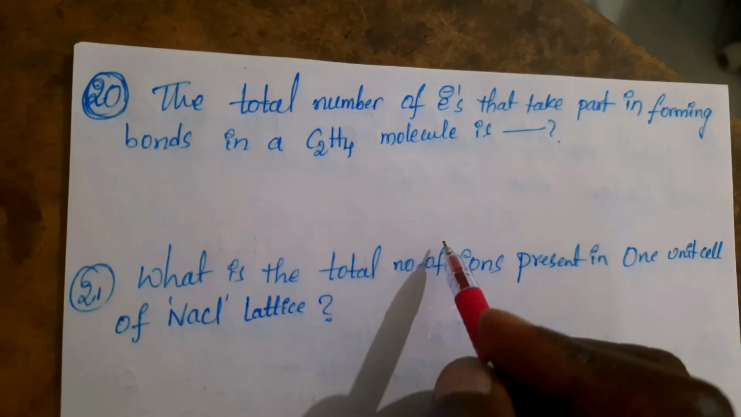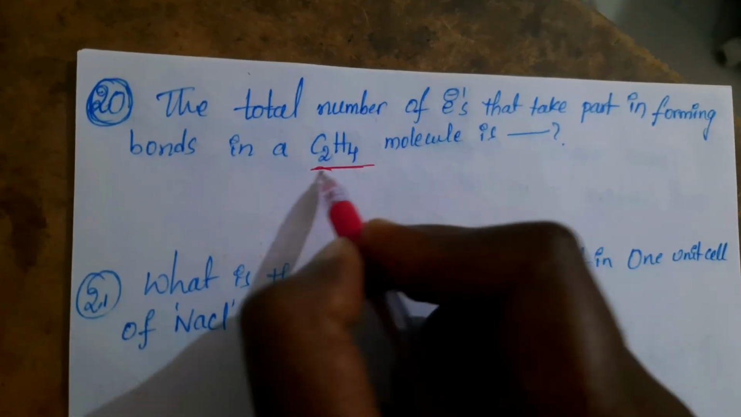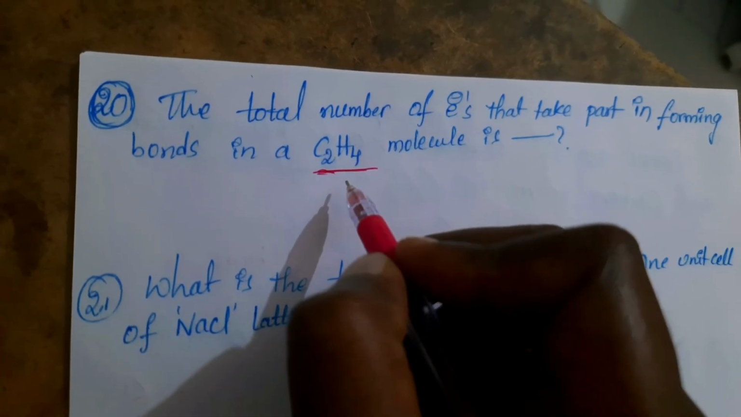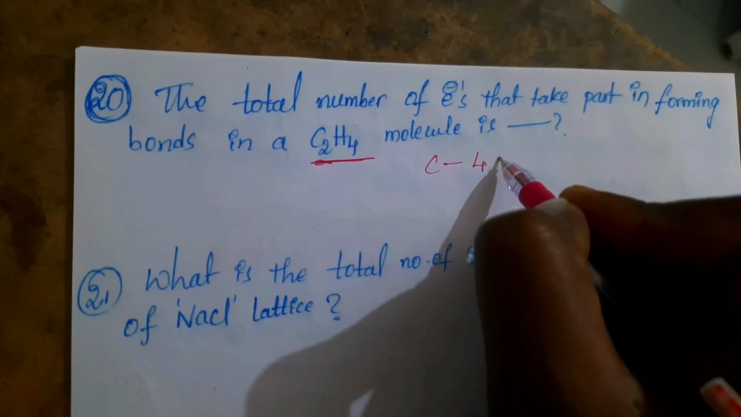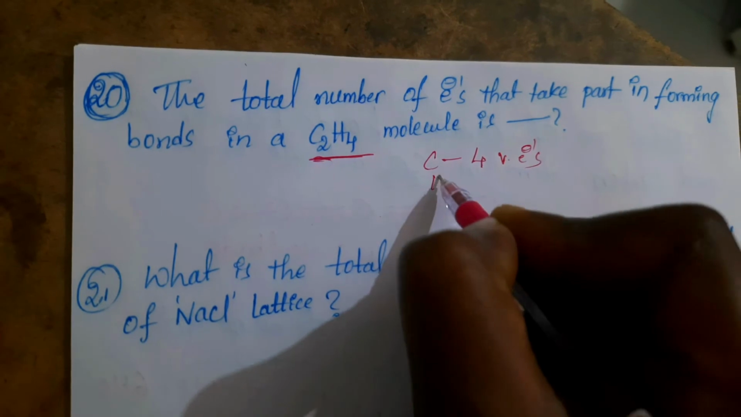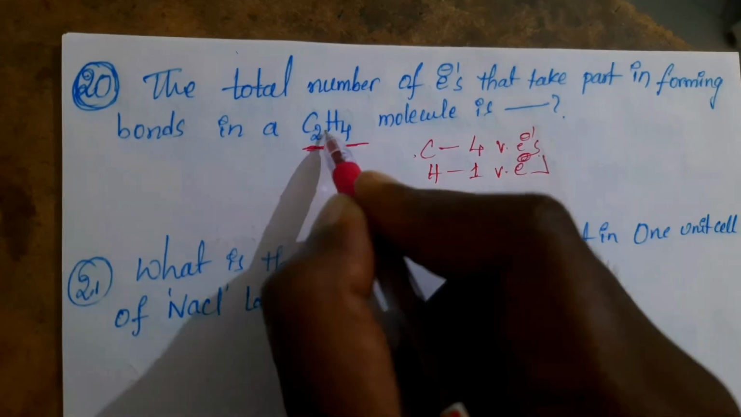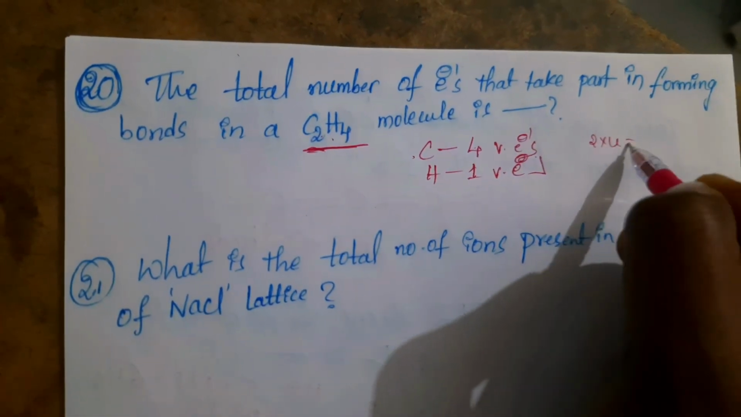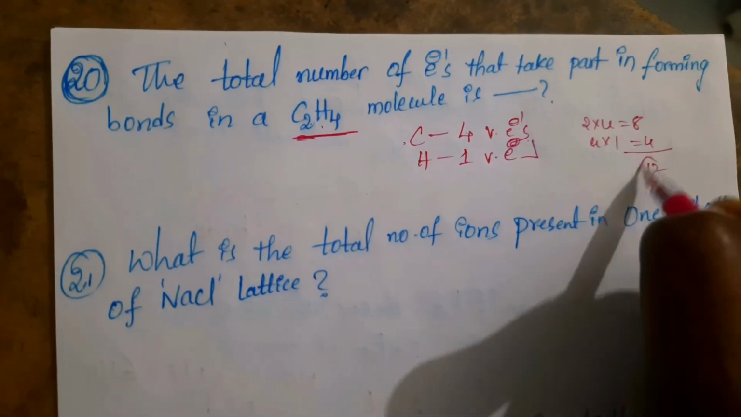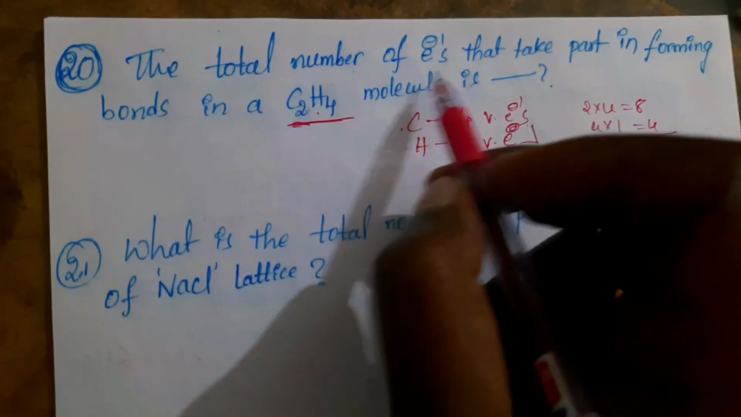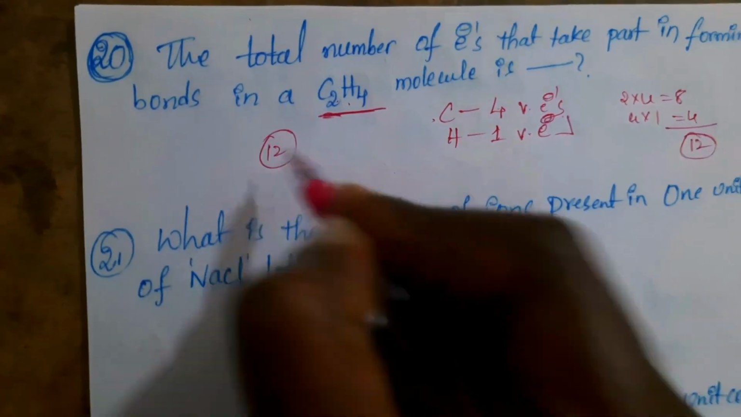So, total number of electrons that take part in forming bonds in C2H4 molecule. In any molecule you take, which electrons participate in chemical bond formation? Only valence electrons. Carbon has 4 valence electrons. Hydrogen has 1 valence electron. Such carbons are how many? 2. 2 into 4 means 8. 4 into 1 means how much? 4. That is 8 plus 4, 12. So 12 electrons take part in bond formation in the C2H4 molecule. So the answer is 12. Now next.